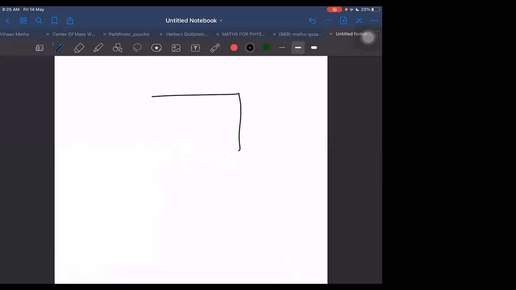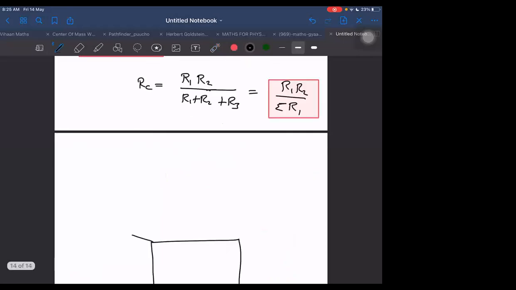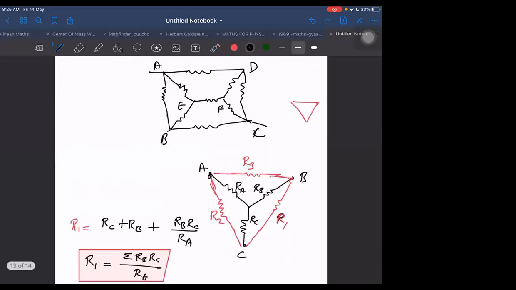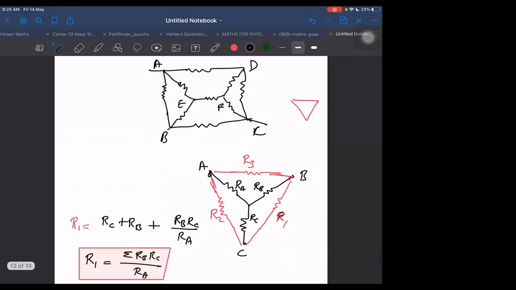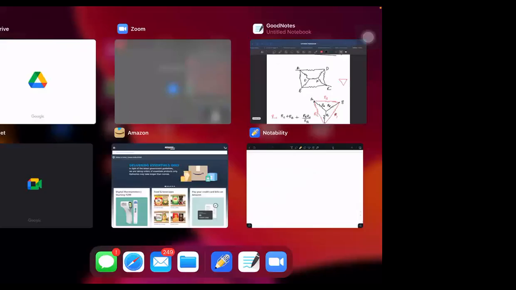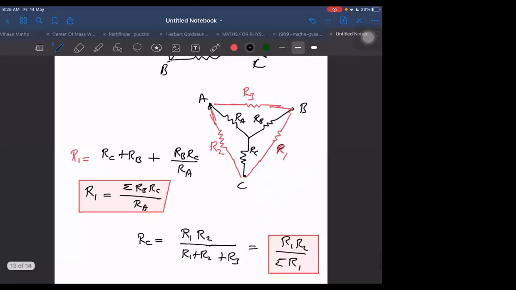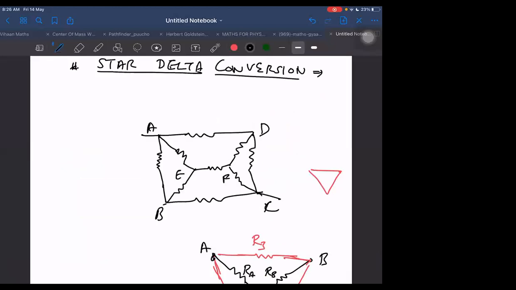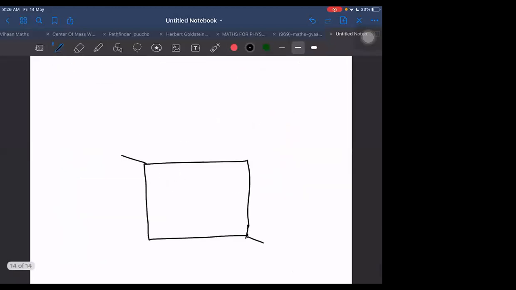Let me do it here. These notes today will not be convenient because I am rubbing the diagrams again and again. So here I will now do delta.